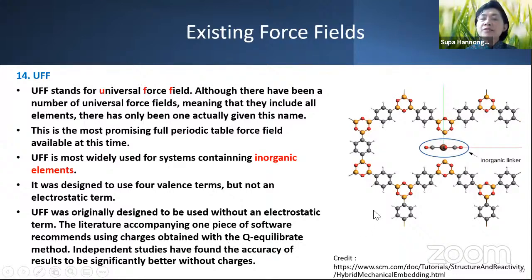So you can see that this is just an example to show that we may have inorganic elements in a cluster of organic ligands or something like this. If you would like to play with this kind of system, UFF can be a good force field for you. Okay, just select the system, the appropriate force field, and then do the calculations.